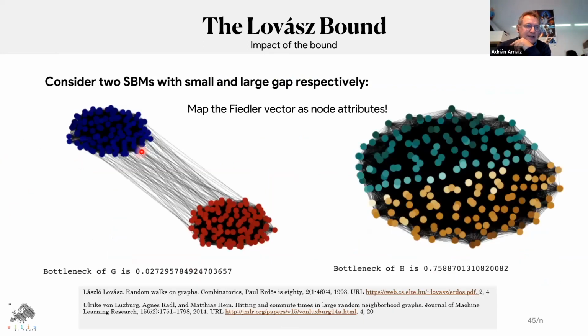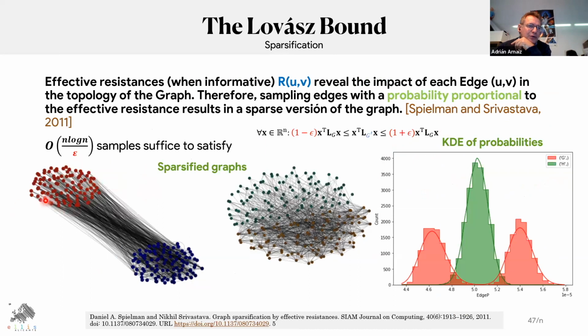You can see that basically what the sparsification or the commute time is doing is removing intra-class edges and preserving mainly the interclass edges. Well, this is not so obvious when you look at the second graph, where the spectral gap is higher.